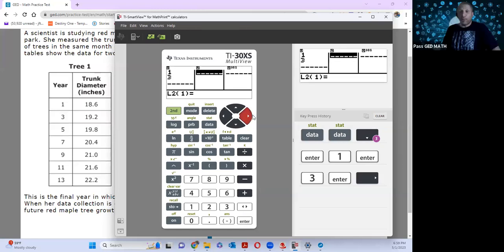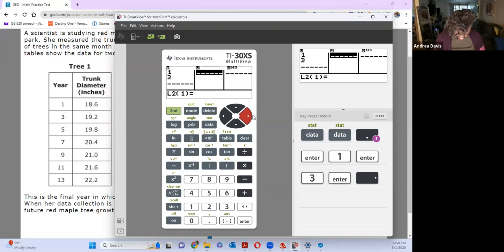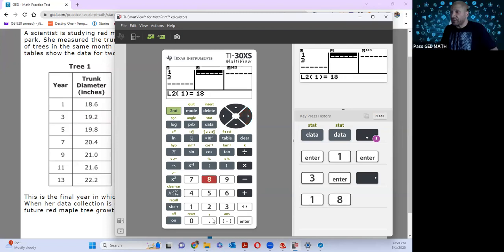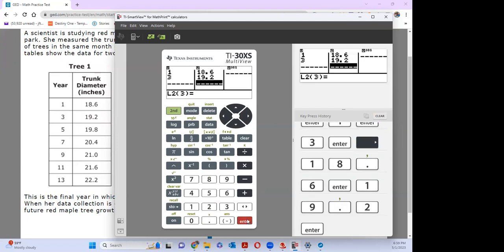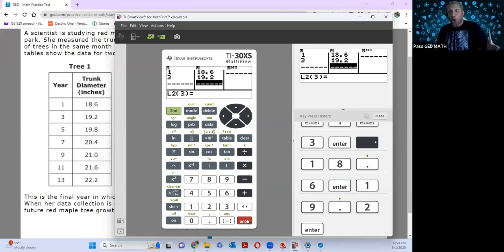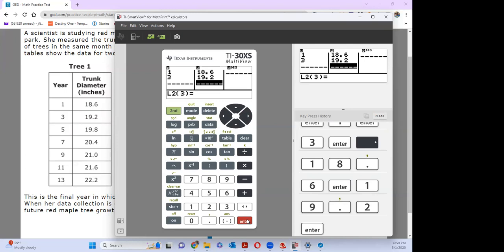Now we're going to put our Y's in. Our 2 Y's are 18.6 and 19.2. 18.6, enter. 19.2, enter. Now, listen to what I'm telling you. All we did was learn how to put 2 points into this calculator. That is not difficult.